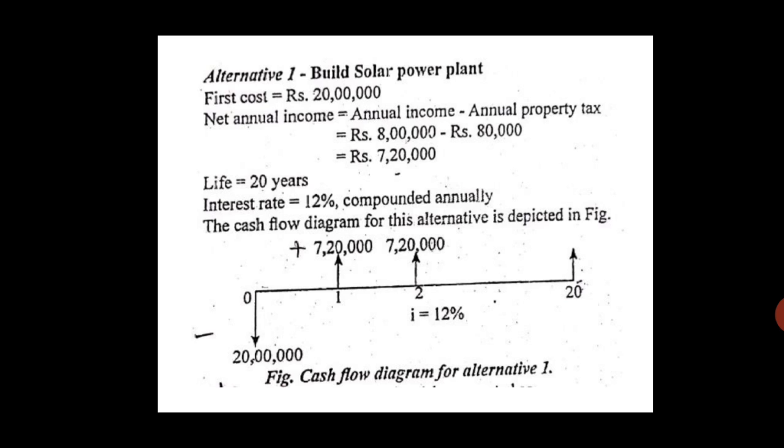So you can see the cash flow diagram. From 0 to 20 we have drawn a line, 1, 2, 3, 4, up to 20. The 20 lakhs is the first investment, which we have shown at the bottom. There is expenditure, and the net revenue we have shown is 7 lakh 20,000. This is the net revenue for 20 years.